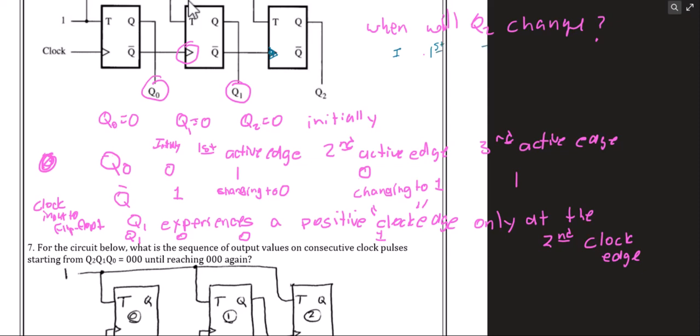So if we made a table, so initial, first clock edge, second clock edge, third clock edge, fourth, fifth. So Q1 we said was 0, 0, 1 at the second clock edge.